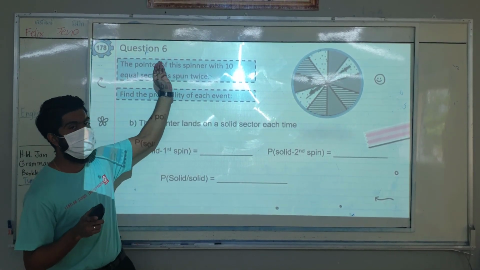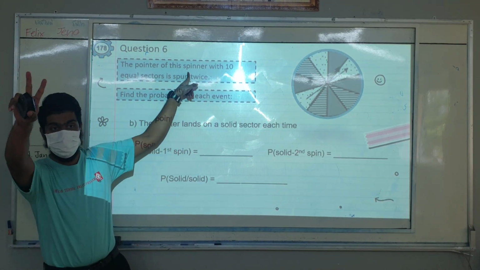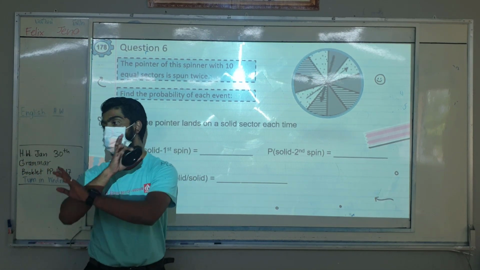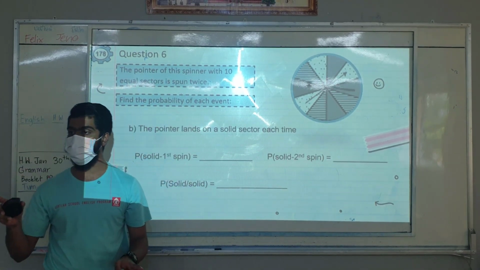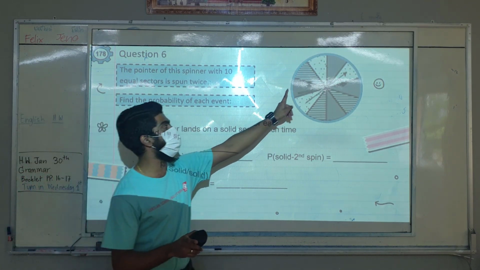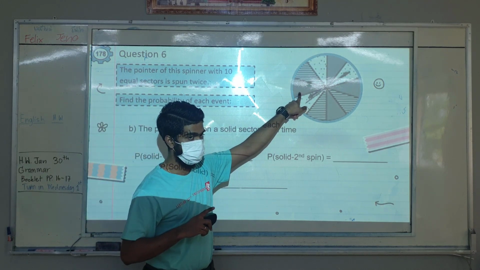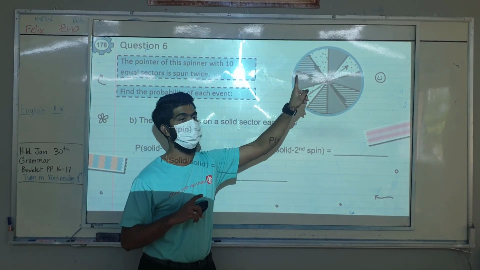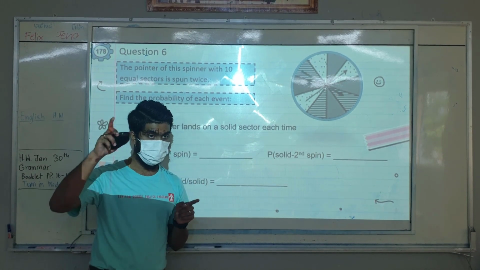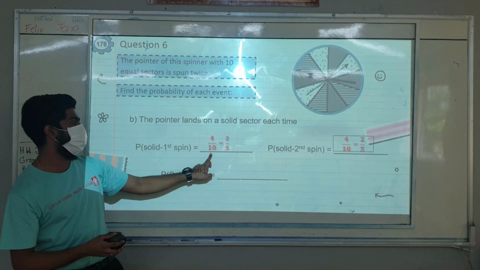Now, from the beginning of the question, how many times are we going to look at? 2 times, correct? Many of you guys just wrote the probability of 1 time and you called it a day. Is that correct or wrong? Wrong, correct? Now, in this way, what is the first probability of landing on a solid? Solid, 4 over 10. And when you simplify, what do we have? 2 over 5. Okay, so the first spin is 2 over 5.